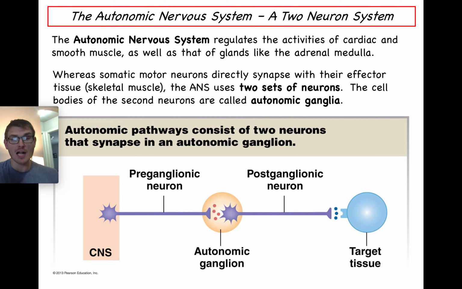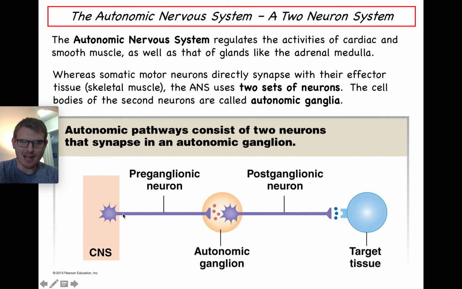But that's not what we're talking about here. We're talking about autonomic responses. So the autonomic nervous system does things a little bit differently. Somatic motor neurons go directly from their cell body in the gray matter of the spinal cord, and they go directly to the target. They extend their axon out directly to whatever the effector is meant to be. The autonomic nervous system does this in a unique way. Instead of using one motor neuron, we actually use two of them. So two sets of neurons that we're using here.